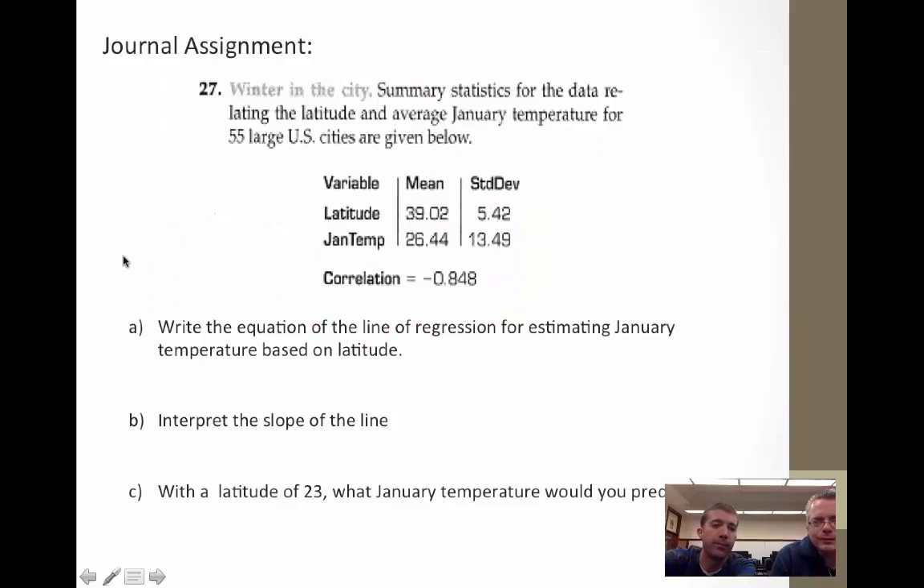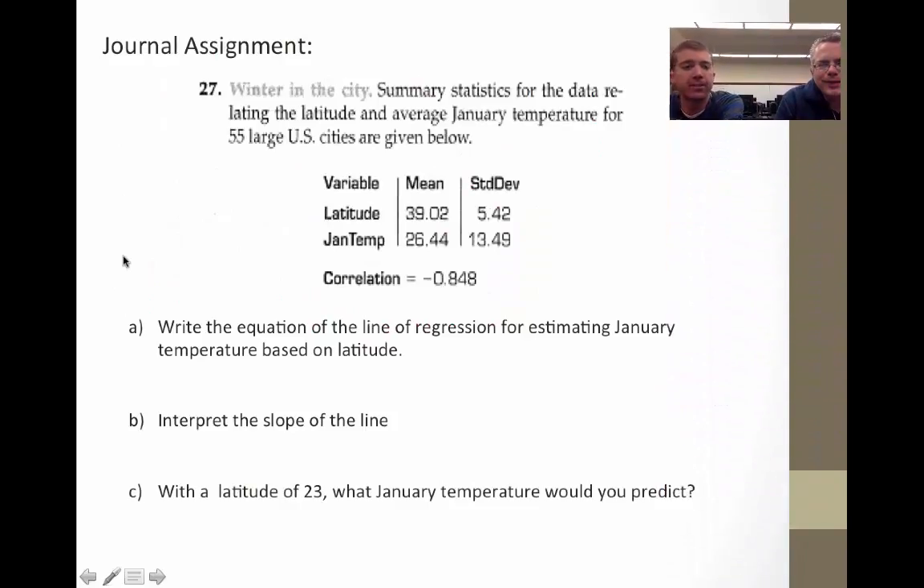Okay, it's your guys' turn. So now we have a winner in the city. We have latitude and January temperatures. We want you to write the equation of the line of regression for estimating the January temperature based on the latitude. Then interpret the slope. And then figure out, if I gave you a latitude of 23, what would you predict the January temperature to be?